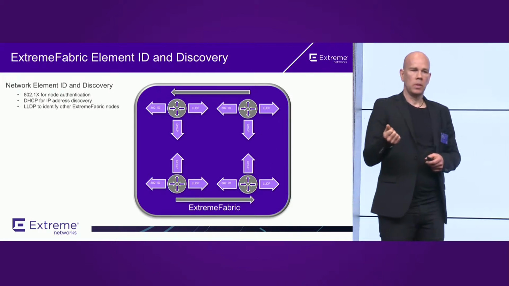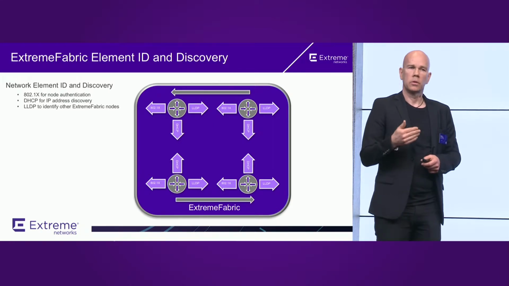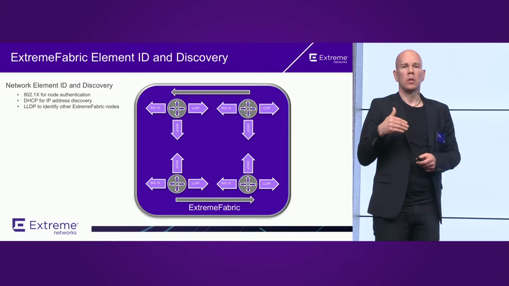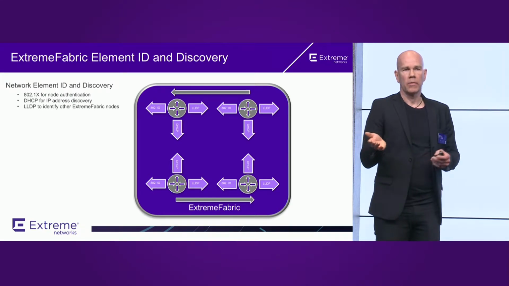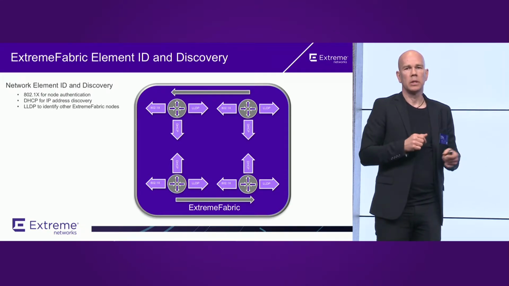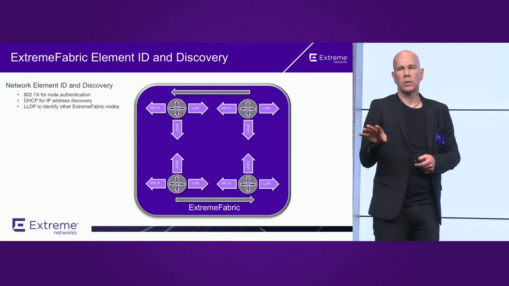These elements could be authenticated. I could use TLS. I could use 802.1X for authenticating elements to be able to form my fabric. And obviously, you could use DHCP and get node identity and IP addresses for the elements based on that. So this is the first thing.